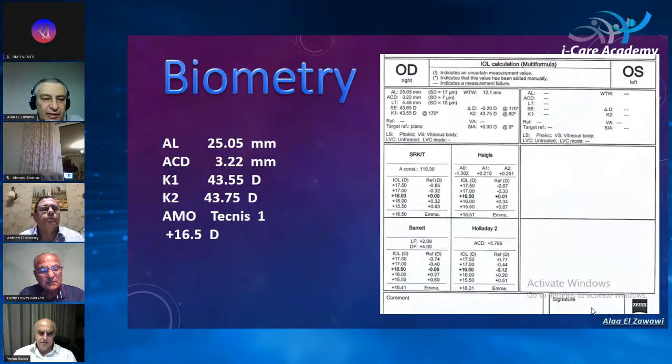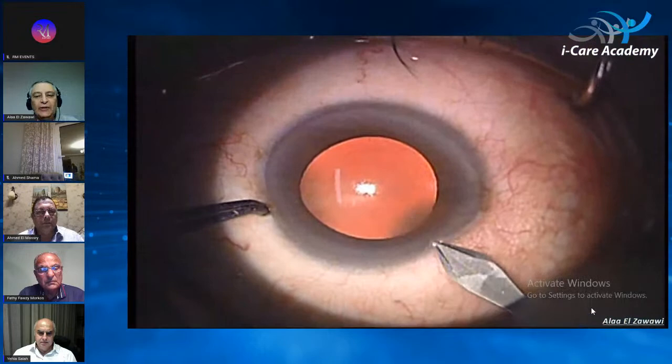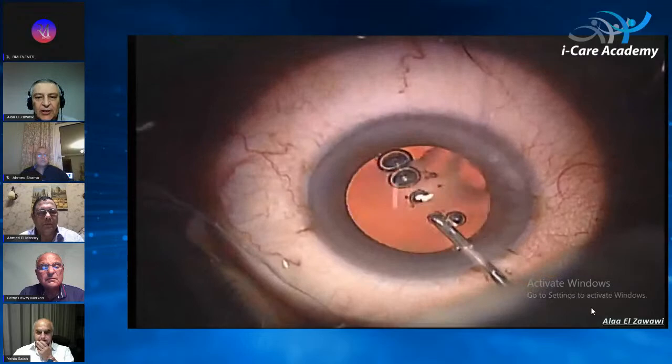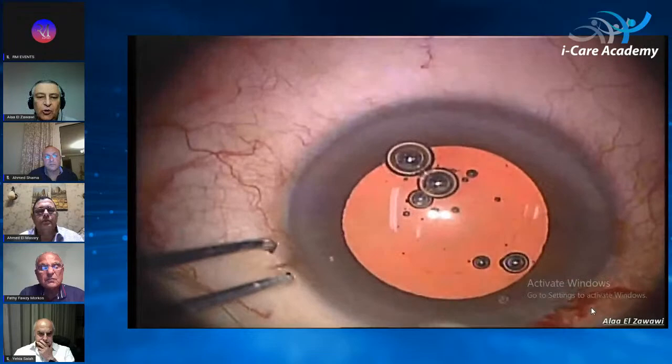The surgery went okay for everything. With my usual technique, I am opening the incision and then putting in the viscoelastic, and then doing my rhexis, and everything looked a straightforward case to start with.